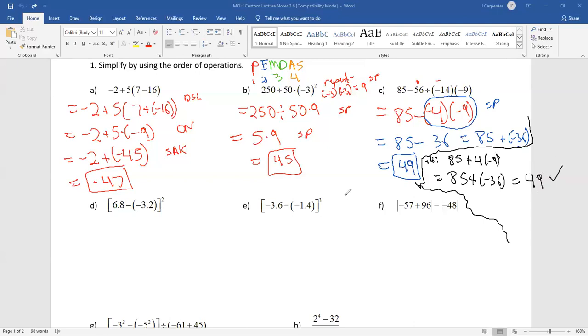So there is more than one way to skin some of these cats. But I didn't do things in a different order. I didn't do an addition before multiplication. It's just a matter of if I count a subtraction as a negative instead.